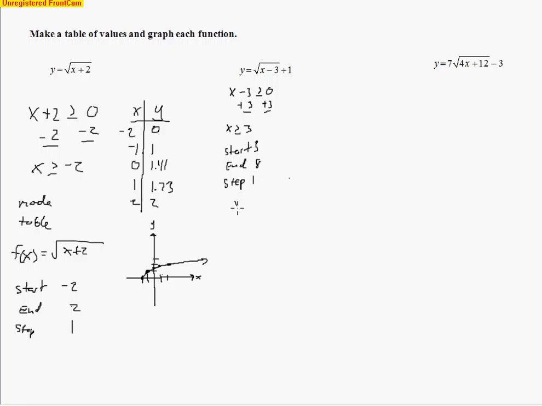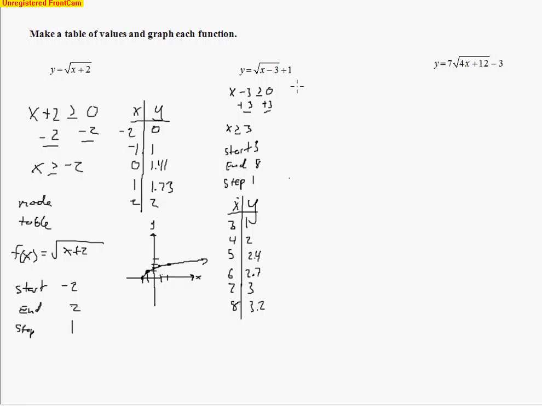And so when I do that, this is my table. I end up getting an x value starting at 3, I get +1. Going up to 4, I get 2. At 5, I end up getting 2.4. And then at 6, I end up getting 2.7. And at 7, I get 3, and at 8, I get 3 2/10. So these were the values off the table that the calculator gave me, and from that point, I can graph these points.